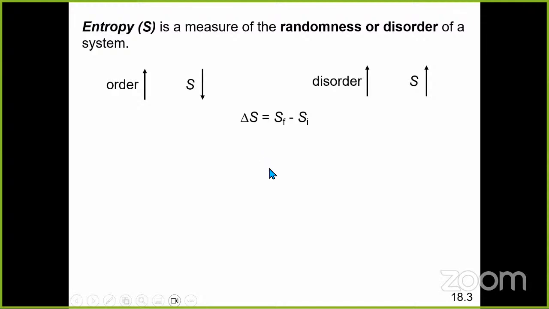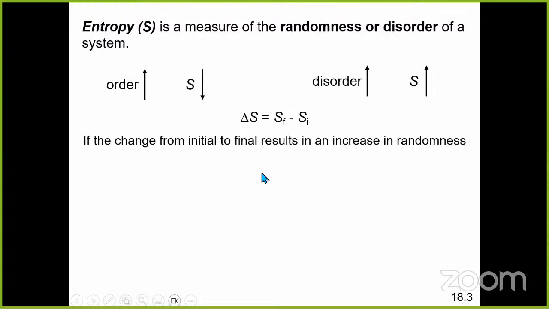I'm going to talk about that later on, but based on the individual entropy values of a system, we can calculate the change in entropy, which is the final entropy minus the initial entropy, all right? If going from initial to final there's an increase in randomness, that means delta S is going to be positive, because the final value would be greater than the initial value if the system becomes more disordered. And the opposite is true. If the system becomes less disordered in a particular process, then delta S is going to be negative, all right?